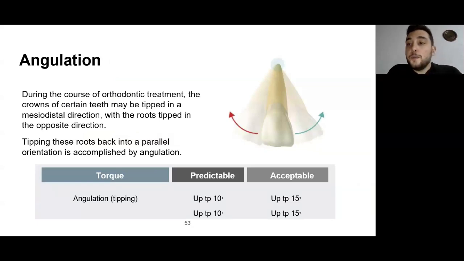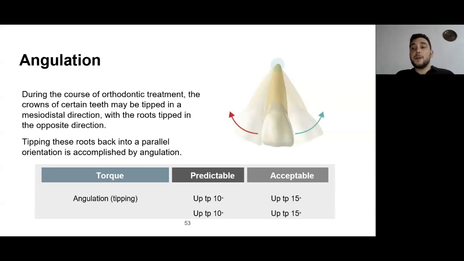So let's assume that the tipping, the side effect that we've been talking about, already happened. During the course of orthodontic treatment, the crown of a certain tooth may be tipped in a mesial or distal direction, with the roots tipped in the opposite direction. The movement that is required to tip these back into a parallel orientation is accomplished by angulation. Because angulation, as you can imagine, depends also on applying forces to the roots and moving the roots, we have a small window of 10 to 15 degrees of predictable angulation.